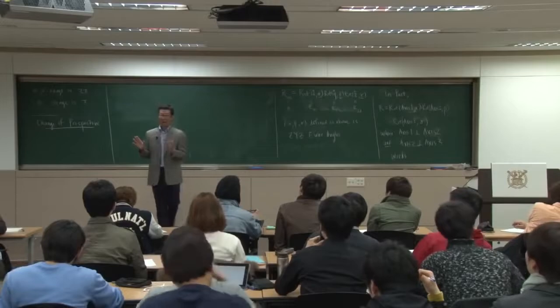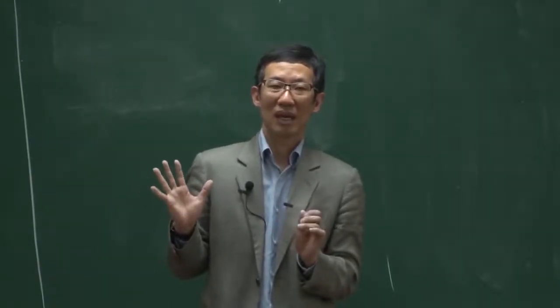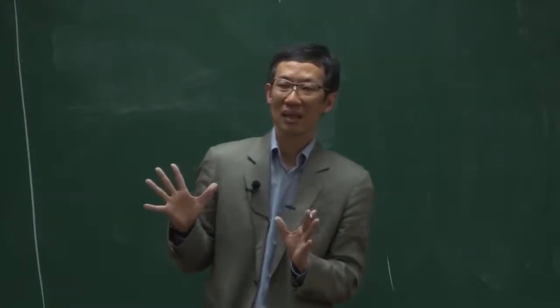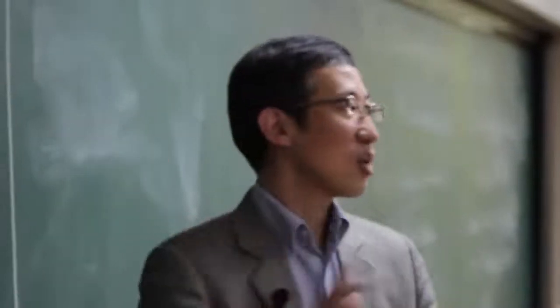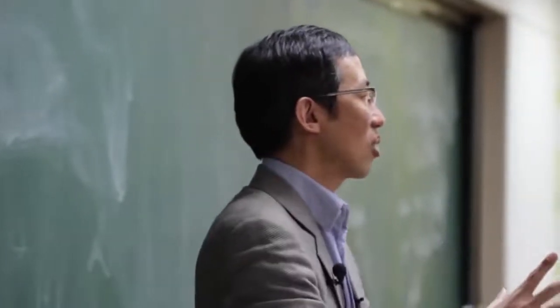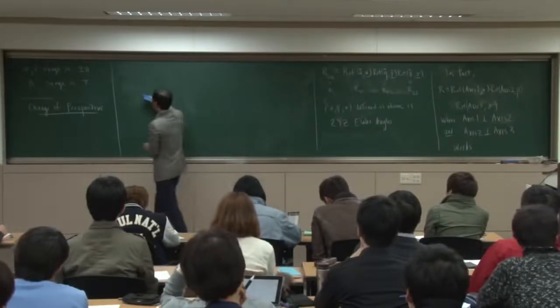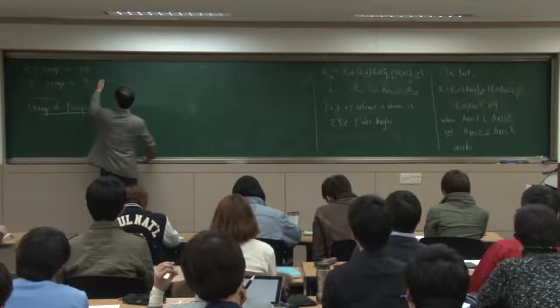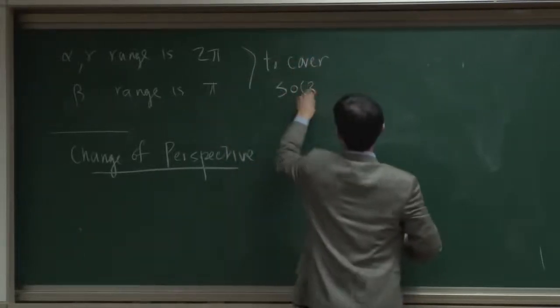So the question was, why is the range for beta pi rather than 2 pi? And the answer is that it can be 2 pi, but then you have double solutions. So this is if you want to cover SO(3) once, to cover the rotation group once.